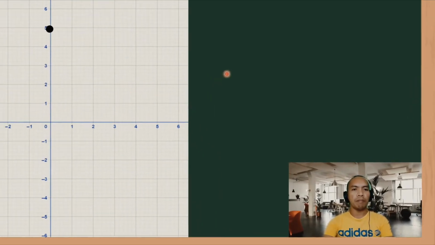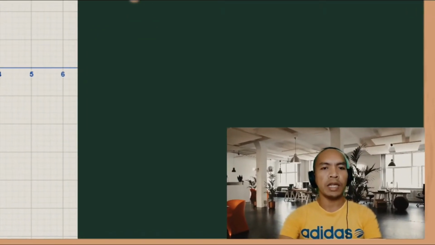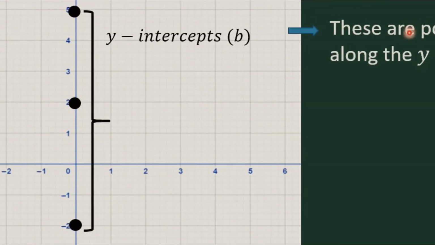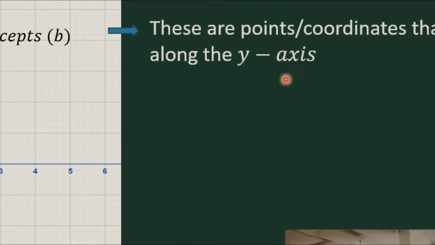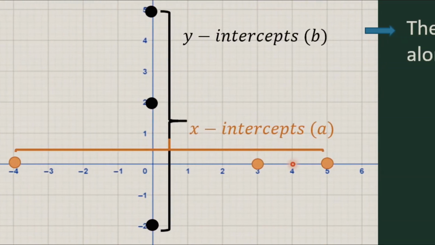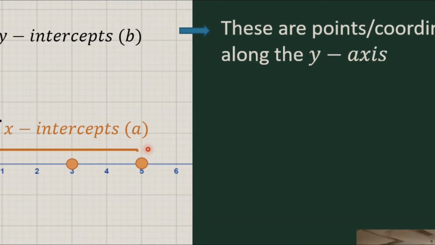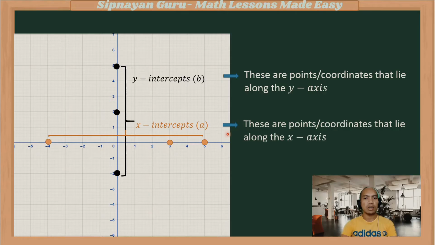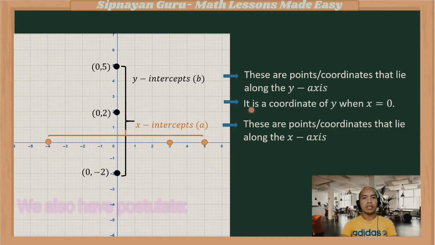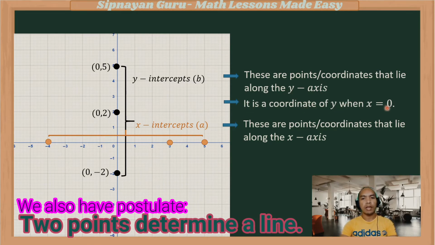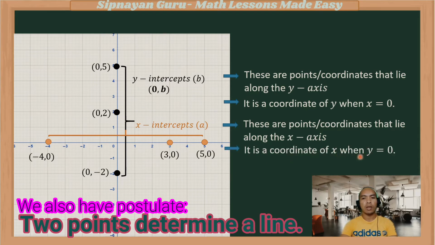If we may recall our previous video about the y-intercepts and the x-intercepts. So again, y-intercepts are coordinates or points that lie along the y-axis, and x-intercepts are coordinates that lie along the x-axis. So in layman's terms, the y-intercept is the coordinate of y when x is equal to 0, and the x-intercept is the coordinate of x when y is equal to 0.